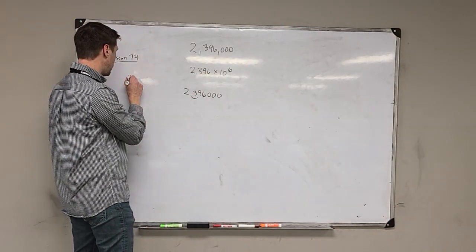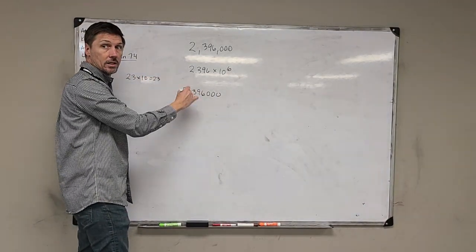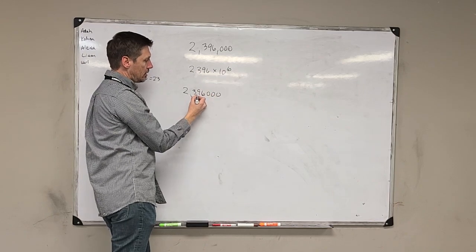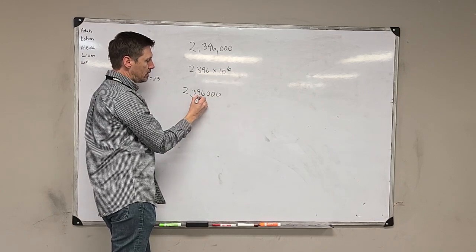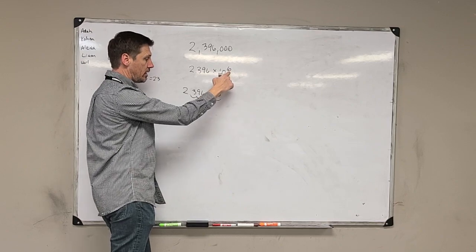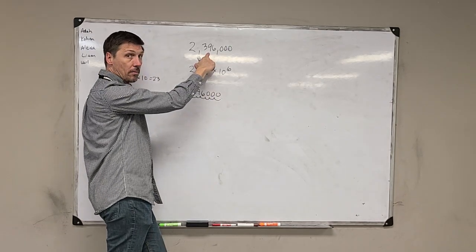Do you guys agree that 2.3 times 10 equals 23? Right? Each time my decimal place is going to move to the right. So each time I multiply it by 10, it's going to move to the right. So I go 1, 2, 3, 4, 5, 6. That's what I have right here. My decimal place moves all the way over there, and sure enough, I've got my original number.